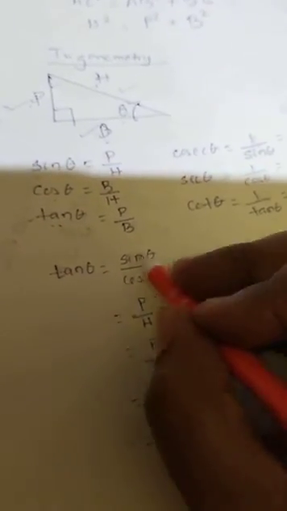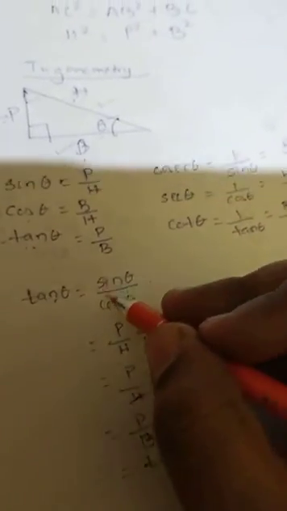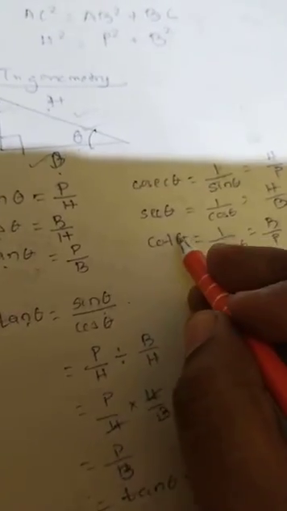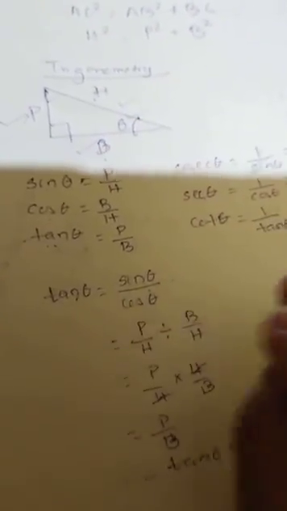Okay, so there is a relationship between tan and sine and cos, and since there is a relationship between sine and cos, there is a relationship between sec, cosec, and everything. So everything has a relationship, and this is very easy.